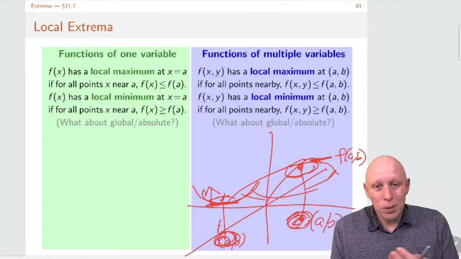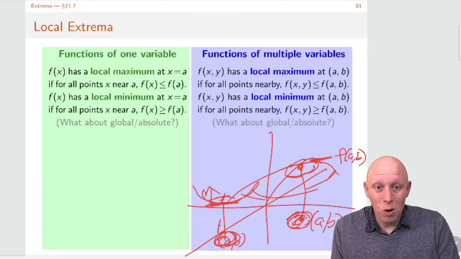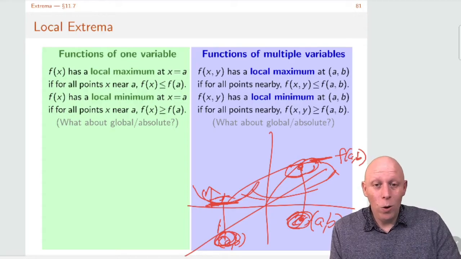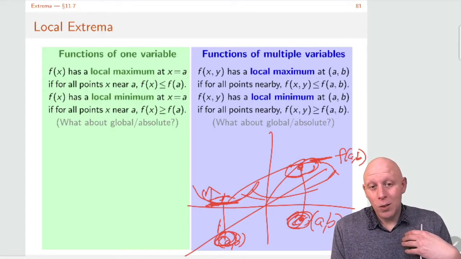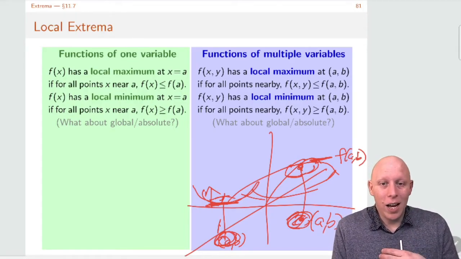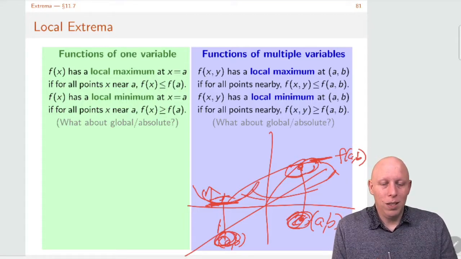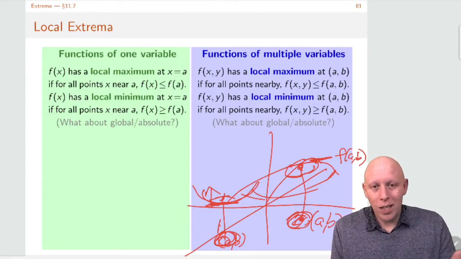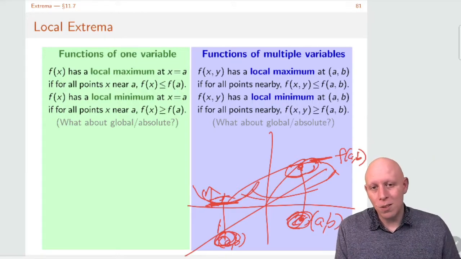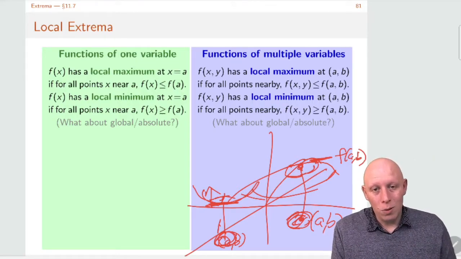And then global, or absolute, is talking about over the whole set. So if over the whole domain the function value is as small as possible, that is a global minimum. And if over the whole domain the function is as big as possible, that's a global maximum.